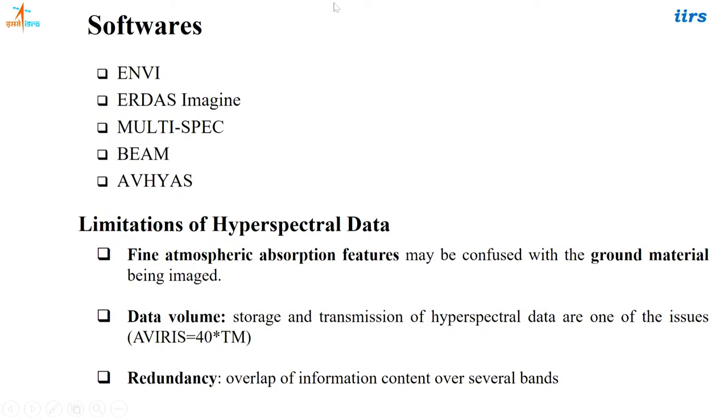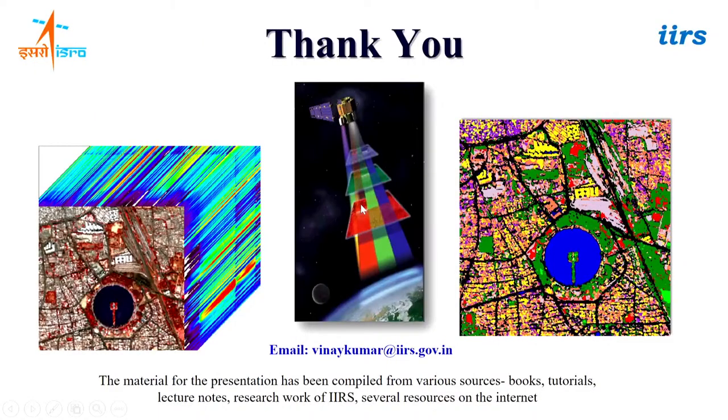Then there are different software packages. ENVI, IDRISI, ERDAS Imagine are commercial software; MultiSpec, BEAM, Abhyas are open source software. A limitation of hyperspectral data is that sometimes fine atmospheric absorption features may be confused with the ground material being imaged. Data volume is very heavy; the data size averages 40 times Thematic Mapper data. There is also redundancy or overlap of information content over several bands. So thank you so much, everyone.